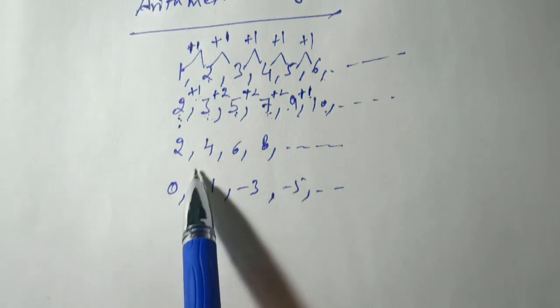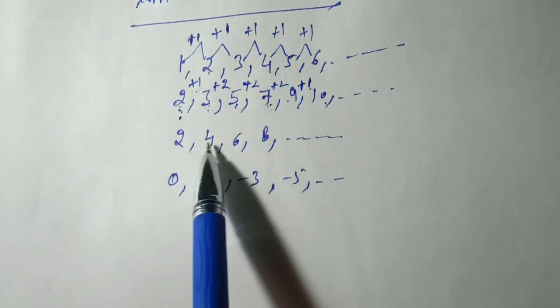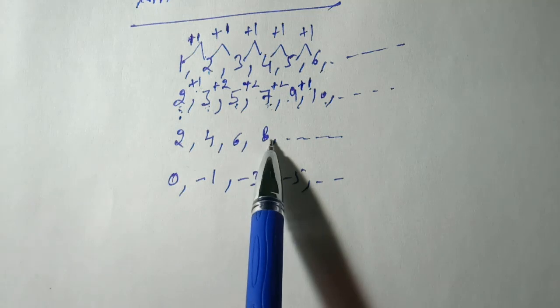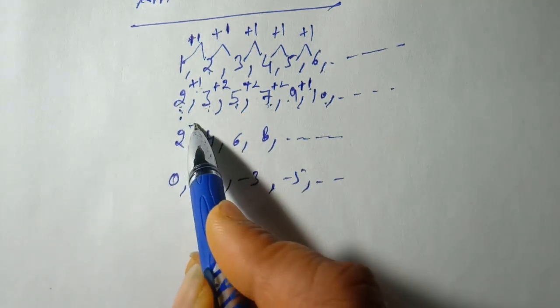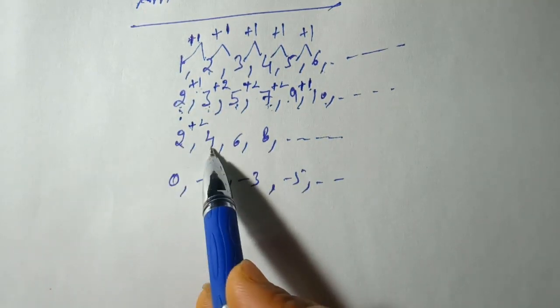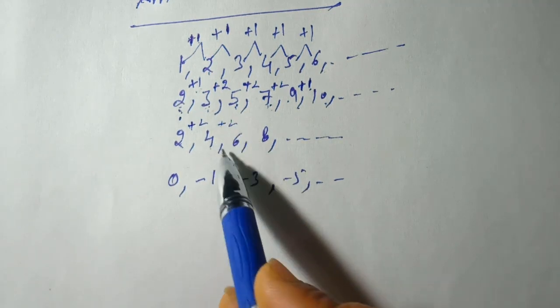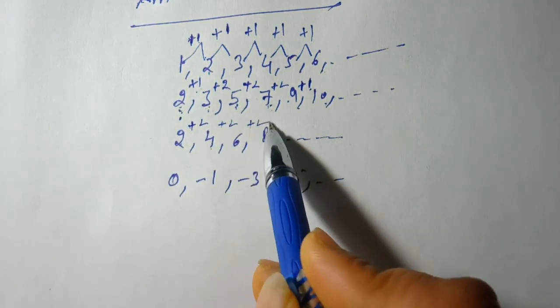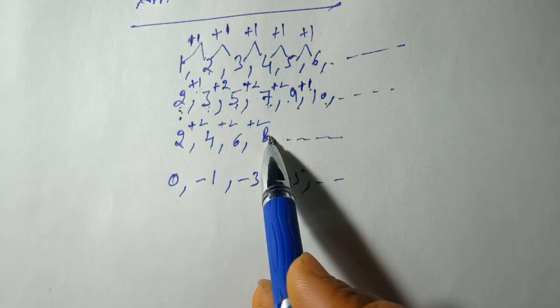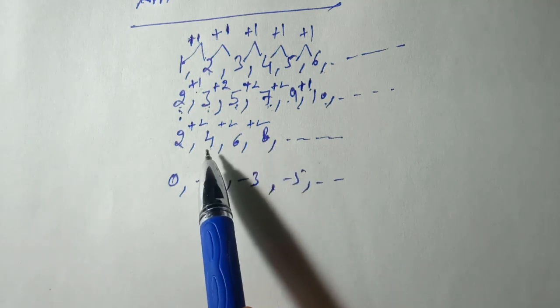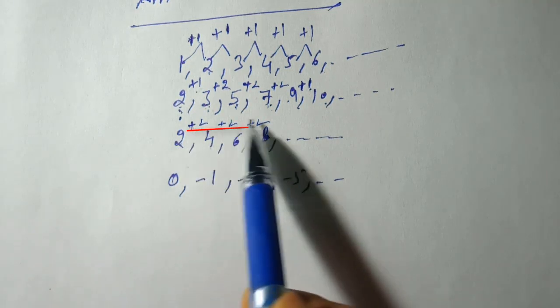Now let us come to the third example. Here we have 2, the next number 4, 6 and 8. So if we add 2 we'll get 4. In the next if we add 2 we get 6. In the next if we add 2 we get 8. So here we are observing that the same number is added, that is plus 2.